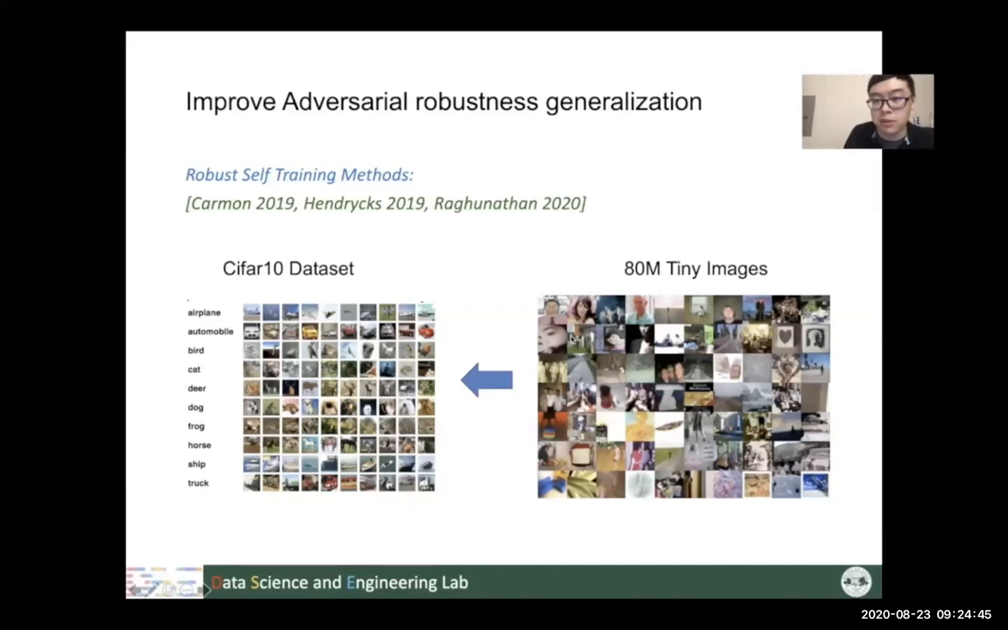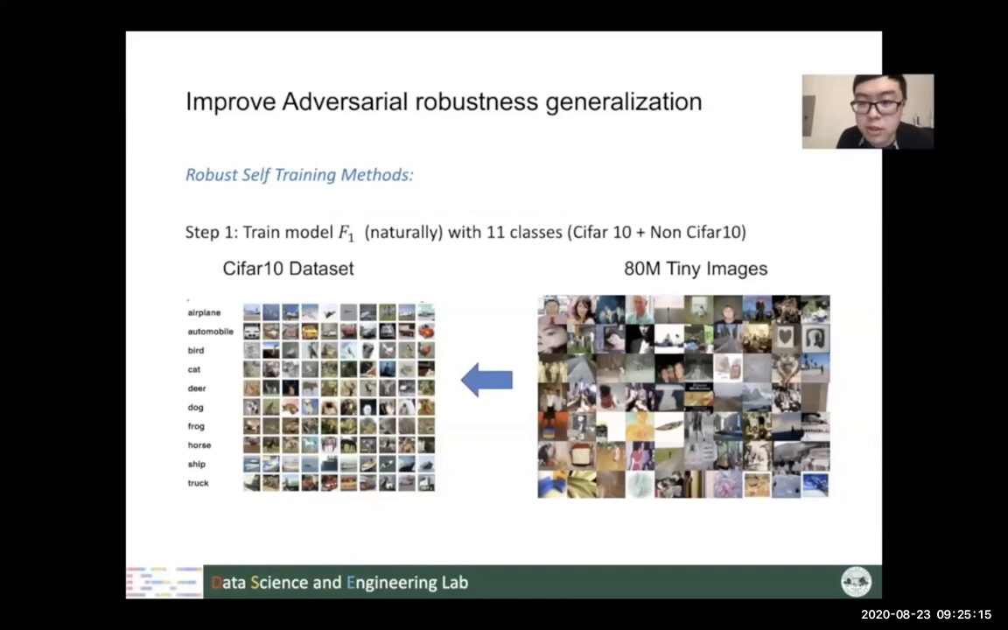So in order to benefit from this unlabeled dataset, the biggest difficulty is that because this dataset has many more images than the original one, there are many images in this dataset that are not from any class in the CIFAR-10 dataset. To solve this problem, they first train a DNN model with 11 classes, which are the 10 classes in the original dataset, and another additional class that consists of the images which do not belong to any class in the CIFAR-10 dataset.